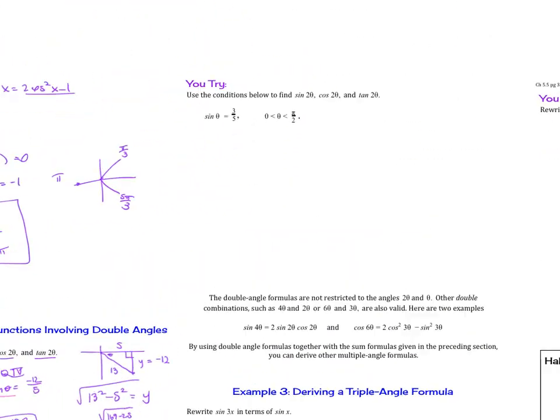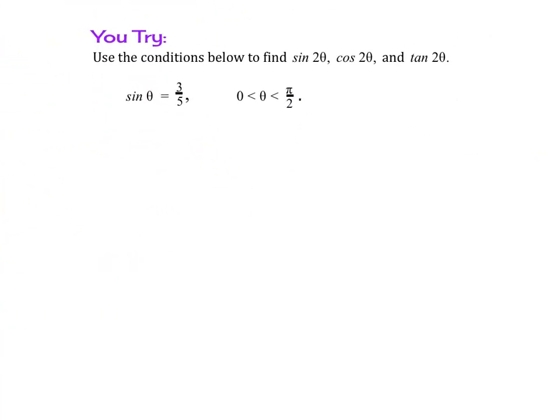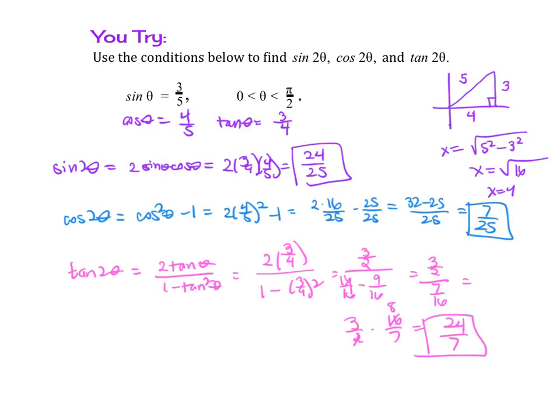So try this example here. Use the conditions below to find sine of 2 theta, cosine of 2 theta, and tangent of 2 theta. All right, if you tried this out, you should have found that the x is 4, so here are your other ratios. Sine of 2 theta is positive 24 over 25. Cosine of 2 theta, you should have gotten 7 over 25. And tangent of 2 theta is 24 over 7.